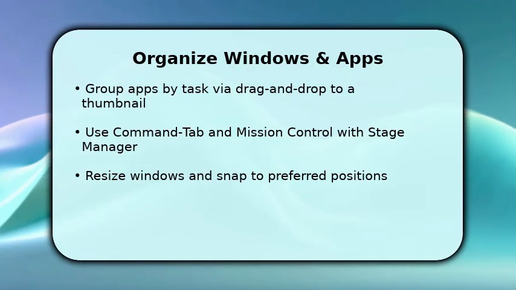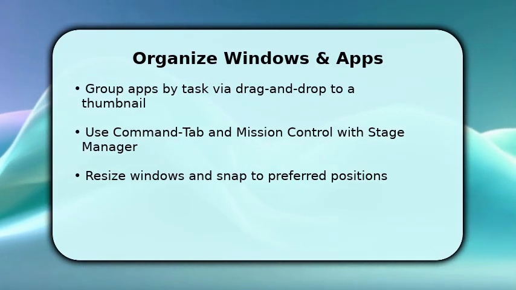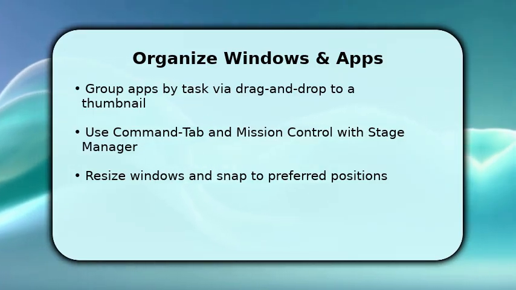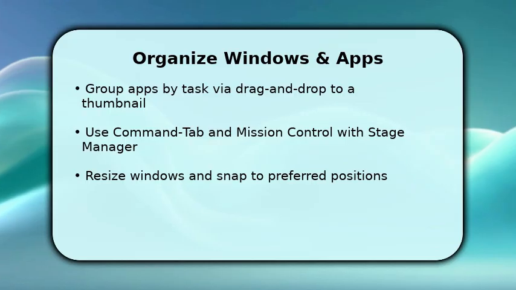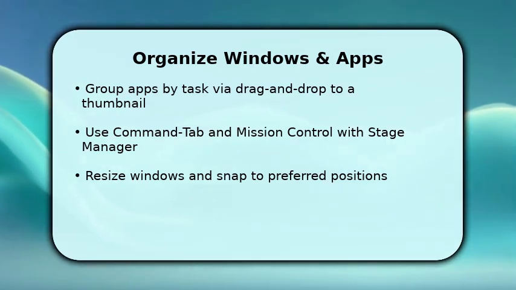Now you organize windows into focused groups. Drag one app onto another to create a set. This groups related tasks so you don't lose context. Once grouped, use Command Tab to switch apps within Stage Manager smoothly and invoke Mission Control when you need an overview. Resize windows to prioritize a main app and snap side utilities into place.